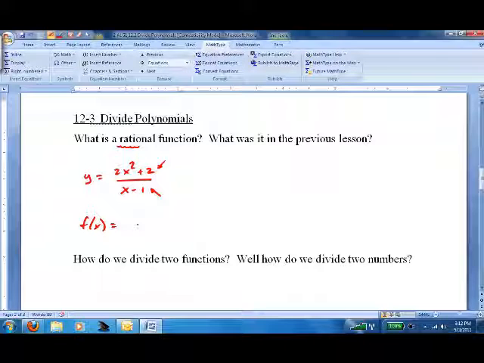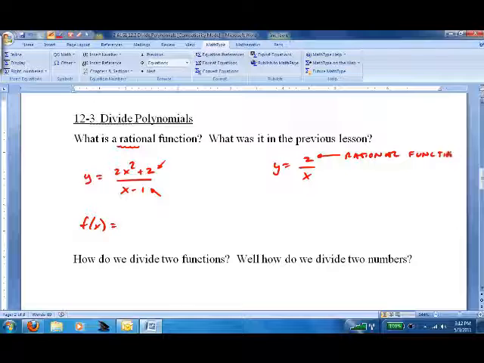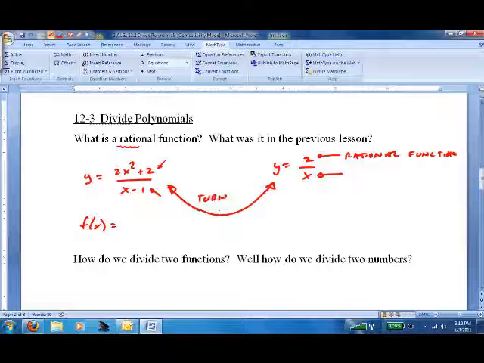It's a ratio. In the previous lesson, it was y equals just 2 over x. Well, this is actually a rational function, and so is the bottom part. So technically it was the same thing. We're going to show you how to turn this into this. Another example would be (x to the third plus 2x) all over 4x. Anything like that. So that's a rational function.